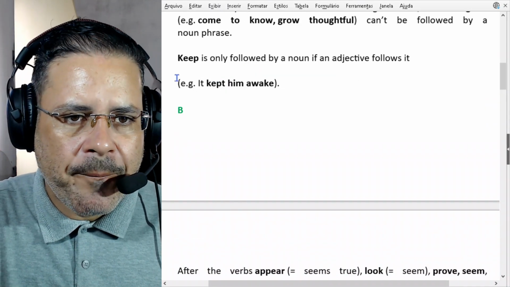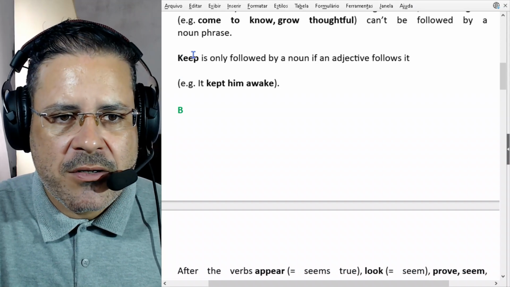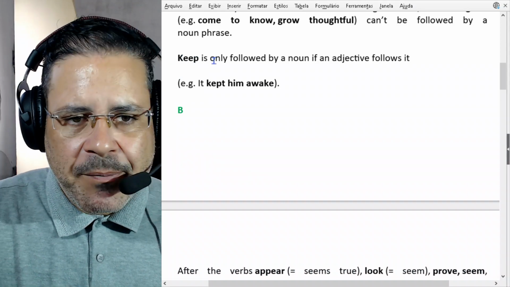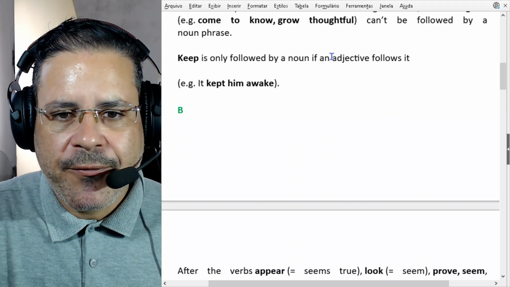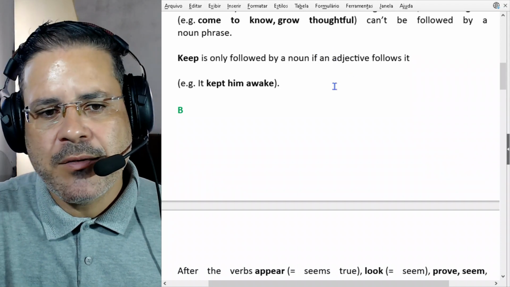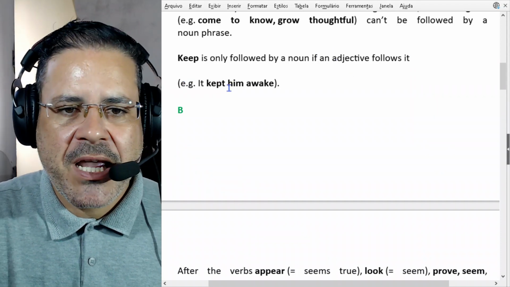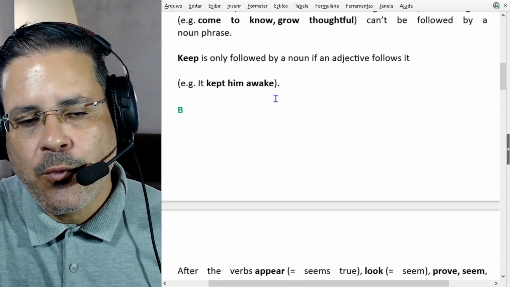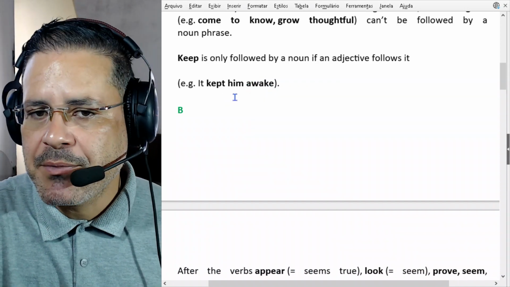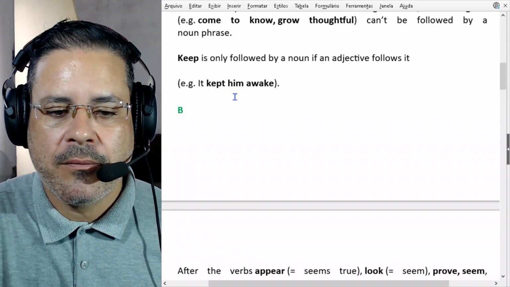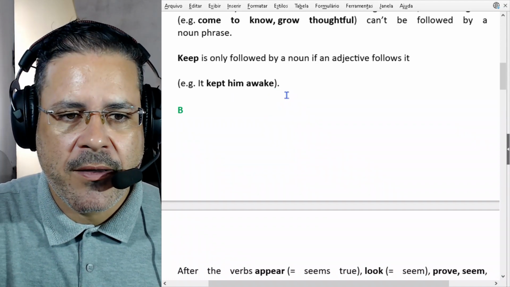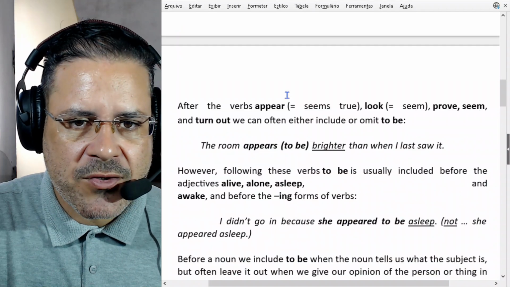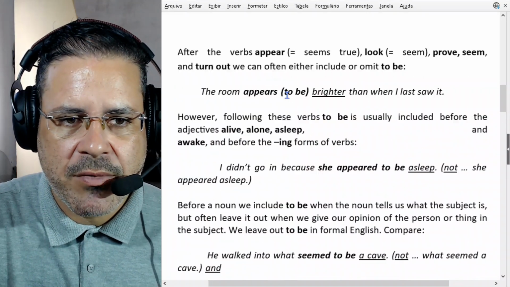Okay, moving on. Also, we've got another exception. Keep is only followed by a noun if an adjective follows it. For example, it kept him awake. So we've got awake, which is an adjective. It kept him awake. Okay, moving on now to section B.